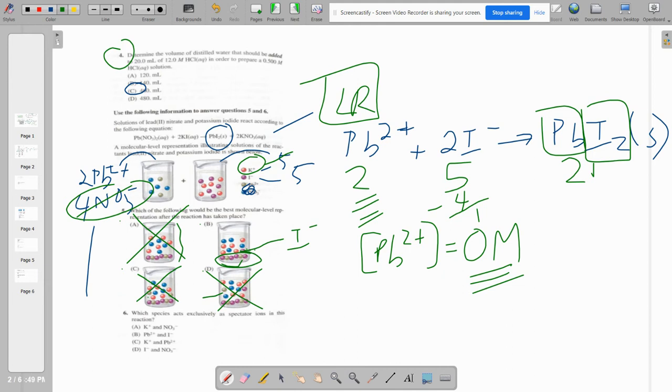All right, what do you think? Good? That's one of my favorite questions. I really love it. Number 6. So going back to this picture that we have, what species are your spectators? Hopefully you decided that potassium and nitrate were the spectators.